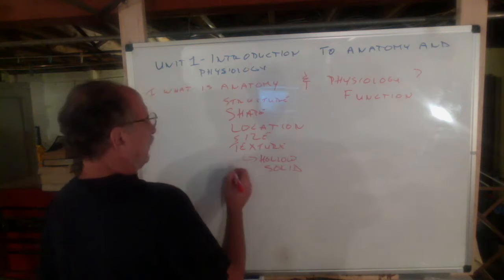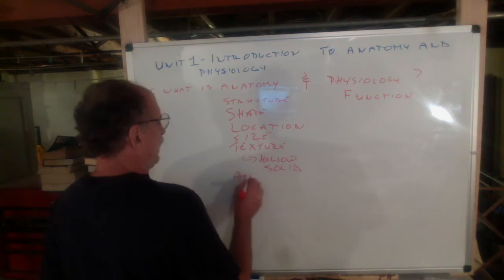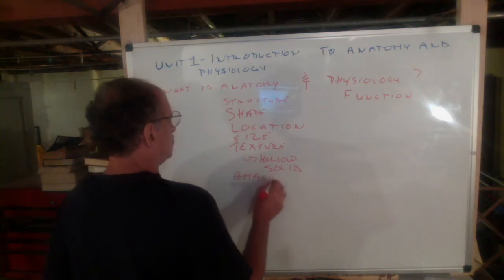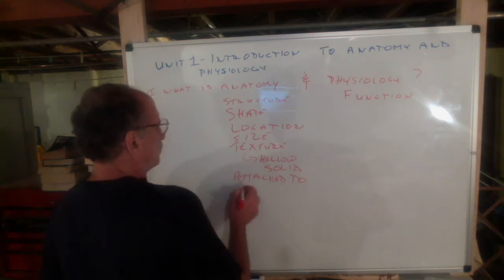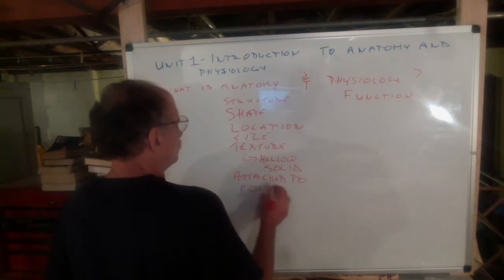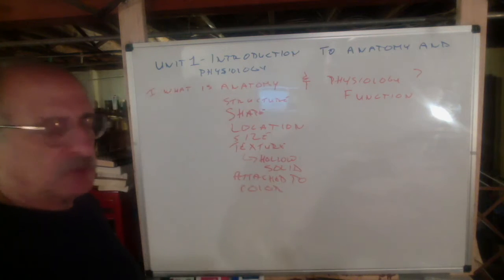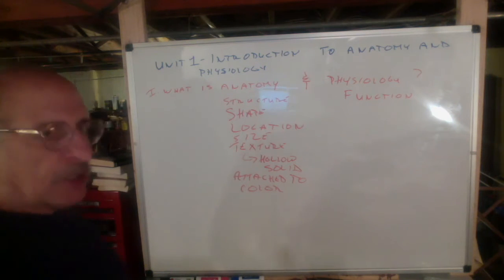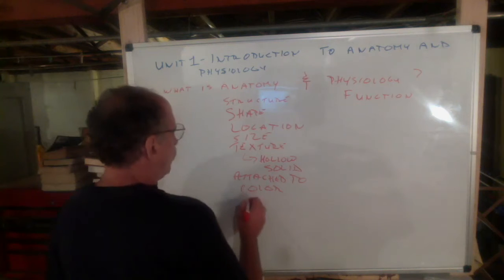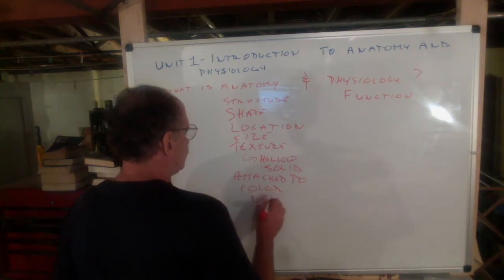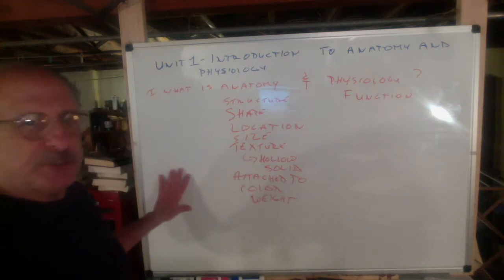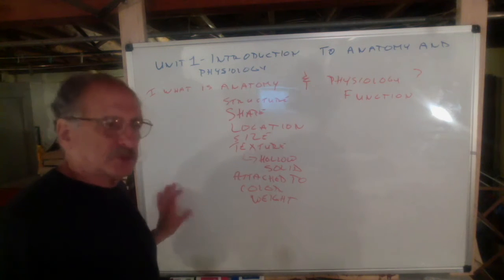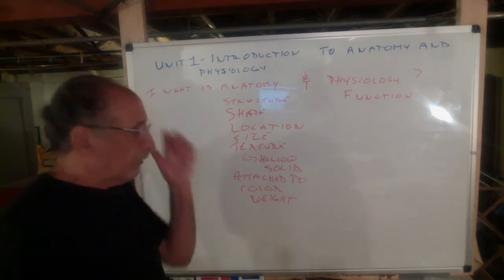You might talk about things that it's attached to. You might talk about color. I'm not sure that's really related so much to structure, but you might talk about color. You might remove the organ and weigh it. So these are descriptors. These are things that describe the structure of some part of your body.